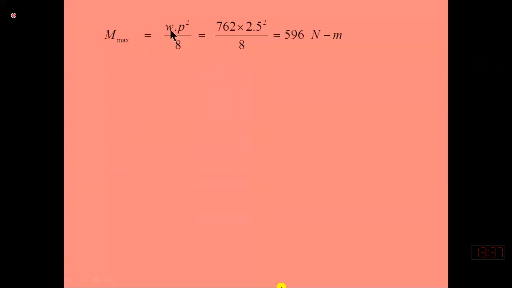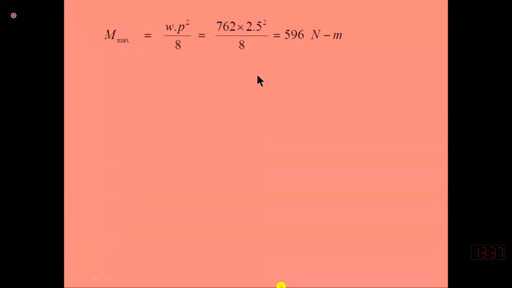So the moment will be, we are assuming the steel sheet is simply supported between the panel points. The maximum moment in a simply supported beam is omega L square by 8, where L is the span, which is equal to the panel length. Omega value we have already computed as 762, so 762 multiplied by 2.5 square divided by 8, because that is the maximum bending moment that may be induced in a simply supported beam. So we have a moment of 596 Newton meter.